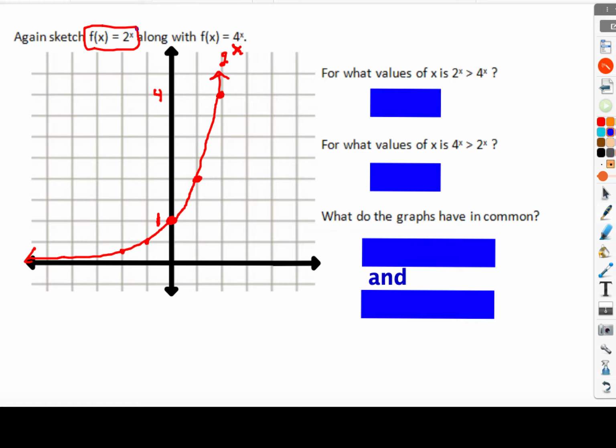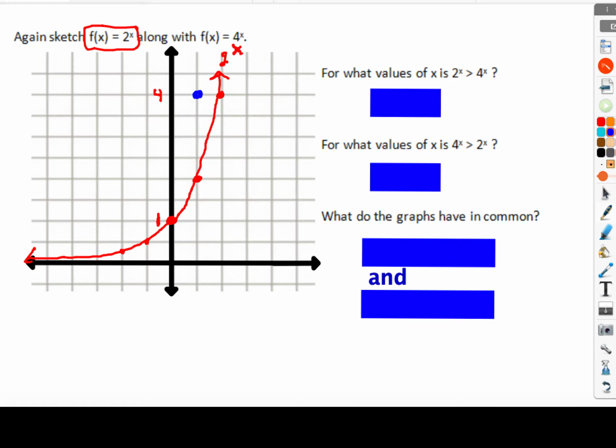Let's go ahead and go in blue for 4 to the x. Again, 4 to the first would already be 4, so it's going to be much higher there. So notice the questions over here at the right. For what values of x would 4 to the x be greater than 2 to the x? Well, definitely over here at 1, and really any number to the right of that. 4 to a power is going to definitely be bigger than 2 to the same power.